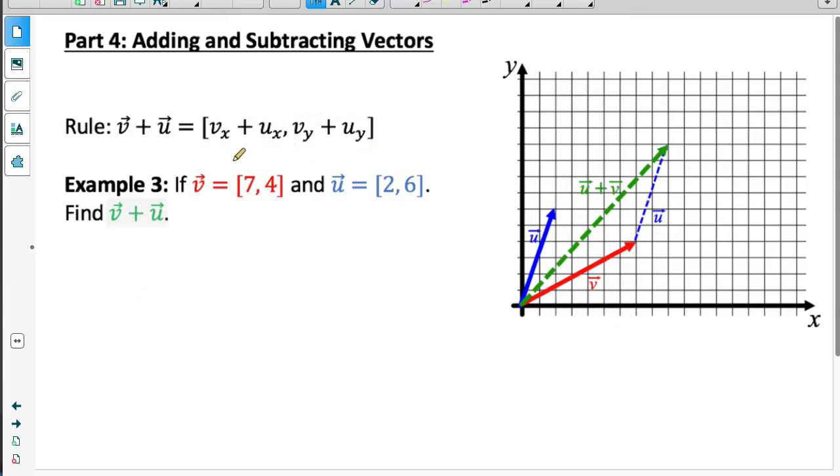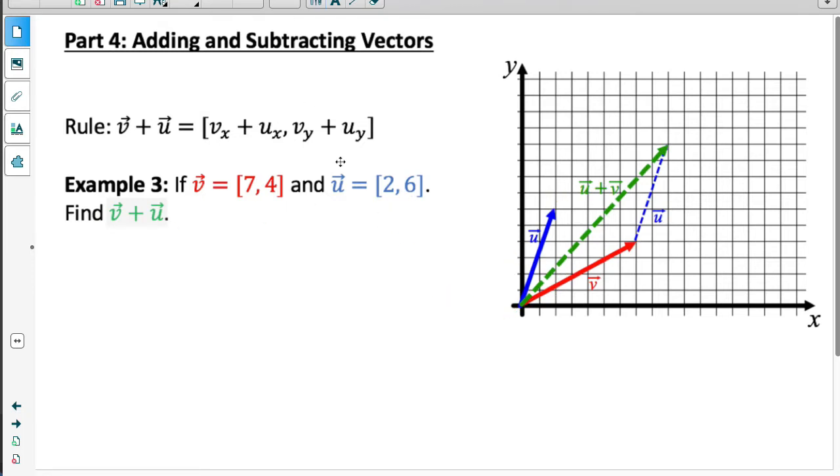So make sure you understand in this notation, v subscript x means the x coordinate, or the x component of vector v, and u subscript x means the x component of vector u. So when we have two vectors, let's actually work with some actual vectors here. Vector v equals position vector 7, 4, and vector u equals position vector 2, 6. Let's figure out what vector v plus u looks like. So I have drawn for you here vector v and vector u.